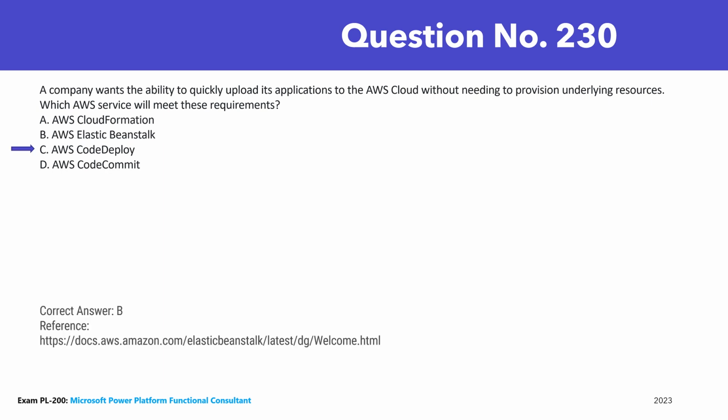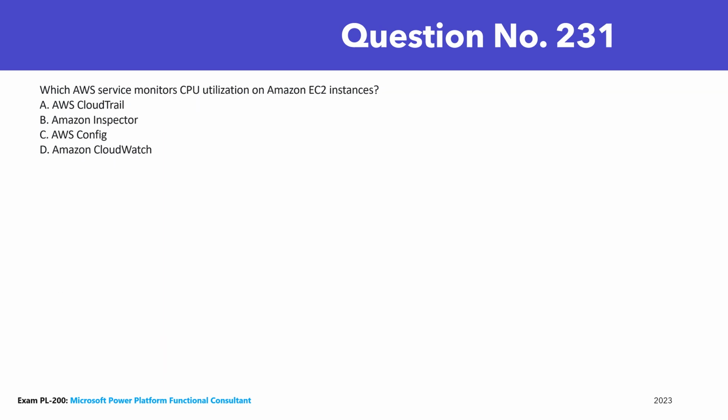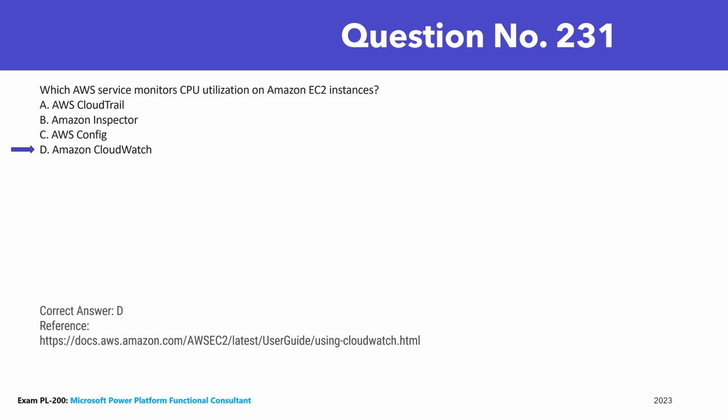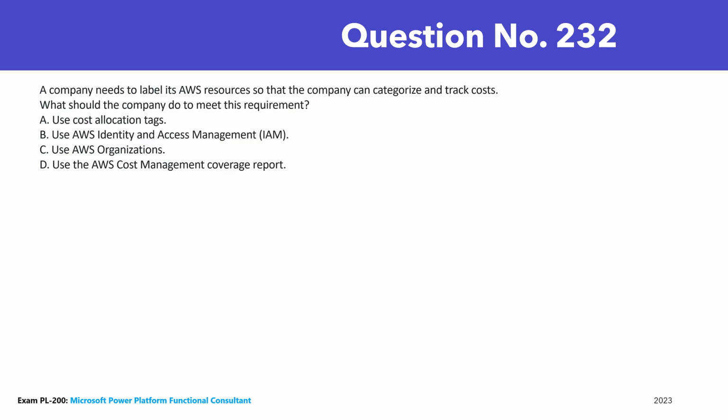Which AWS service monitors CPU utilization on Amazon EC2 instances? A. AWS CloudTrail. B. Amazon Inspector. C. AWS Config. D. Amazon CloudWatch. Correct answer, D.